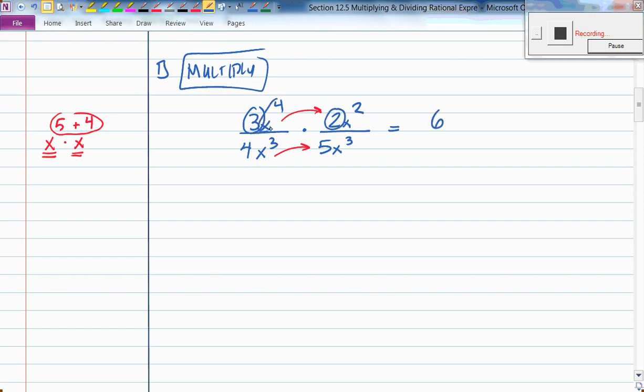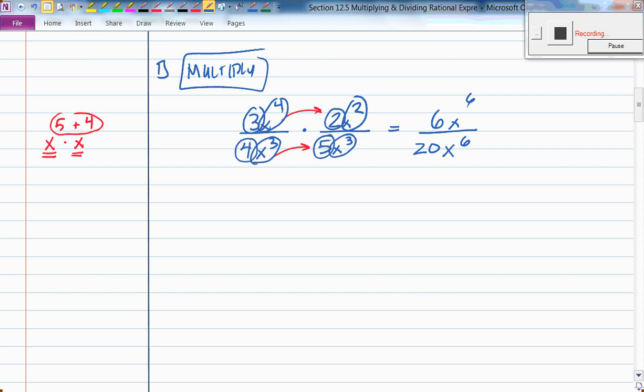Now I have an x to the 4th power and an x squared. I am multiplying the bases. What do I do with their exponents? Add them. So what would I get? Yeah, so 6x to the 6th. Very good. I'm going to divide that by, on the bottom, give me the 4 times the 5. That gives me 20. Good. Now I have an x to the 3rd times an x to the 3rd. What would that be? x to the 6th. Very good.